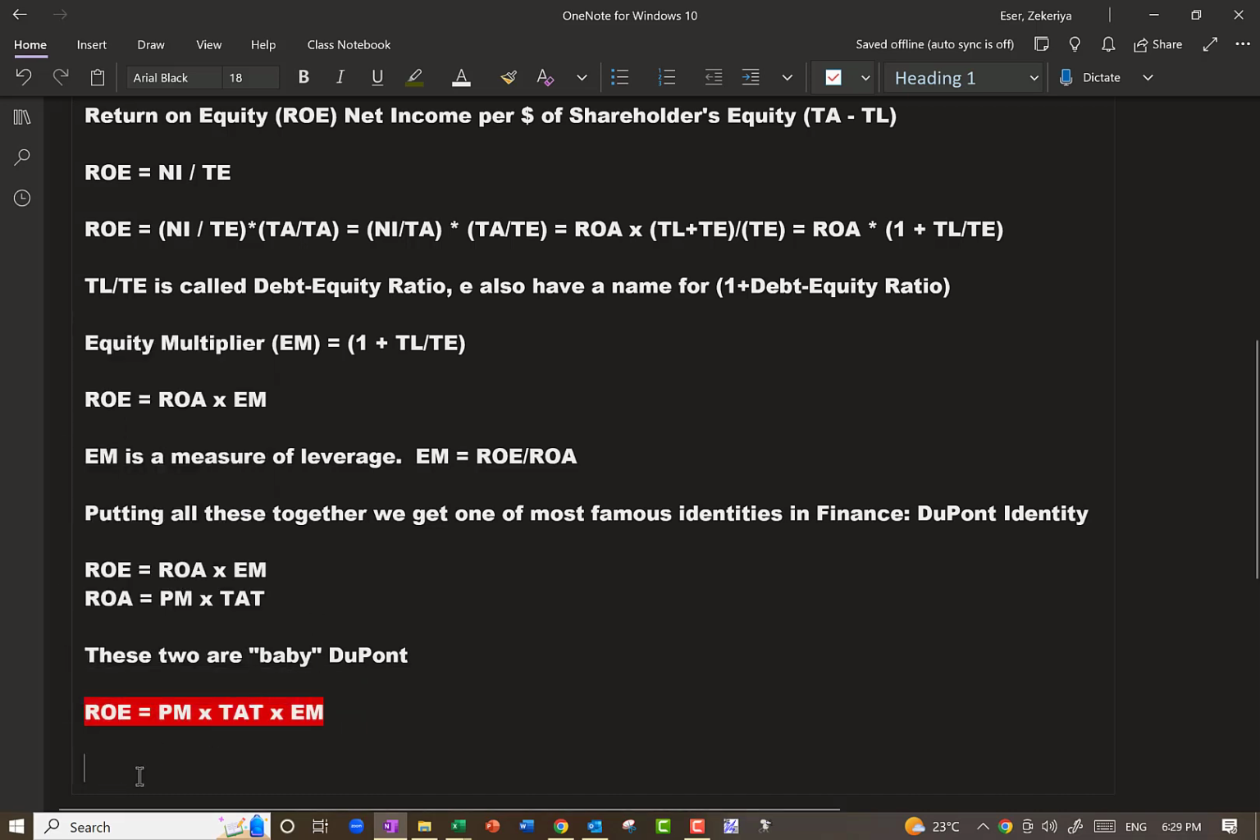It, in a sense, decomposes ROE into its drivers. You can have a high return on equity because either you have higher profit margin, you're making a lot of money per dollar of sales, or higher total asset turnover, which means you're managing your assets more efficiently, or you have higher leverage, you have a lot of debt, or a combination thereof. So if you want to increase ROE, you need to increase at least one of those, if not all.